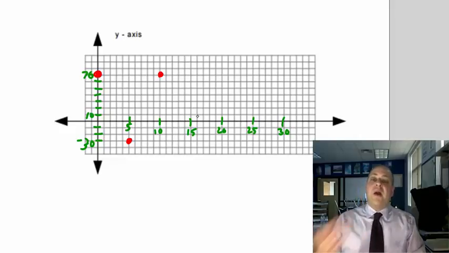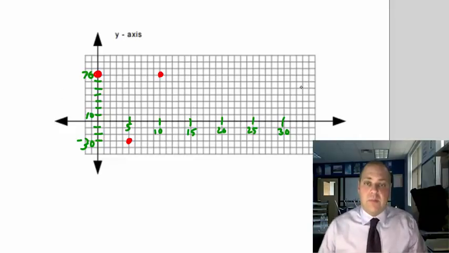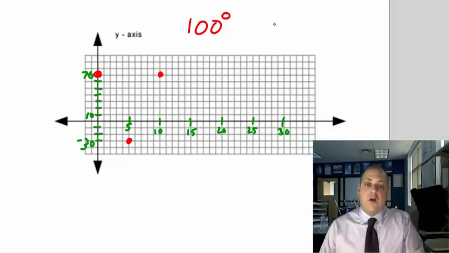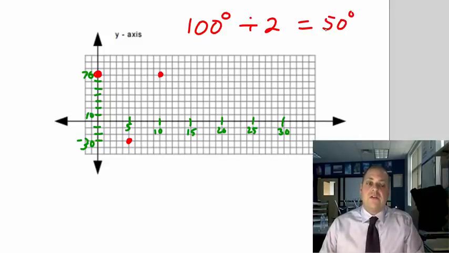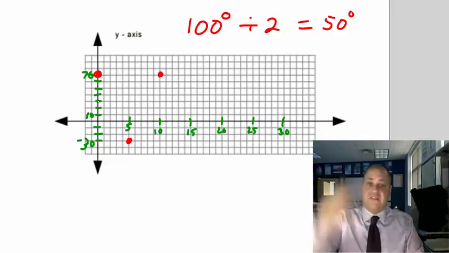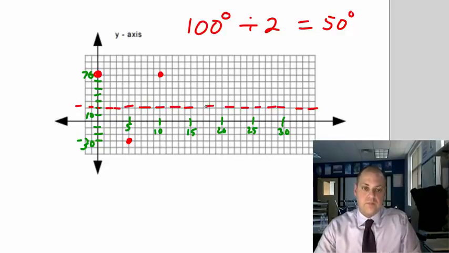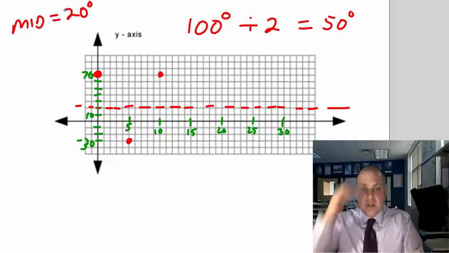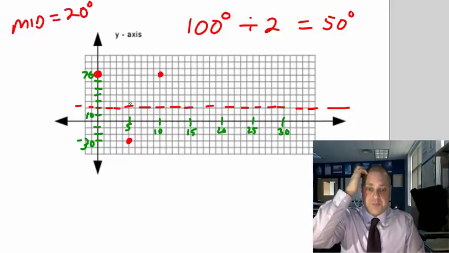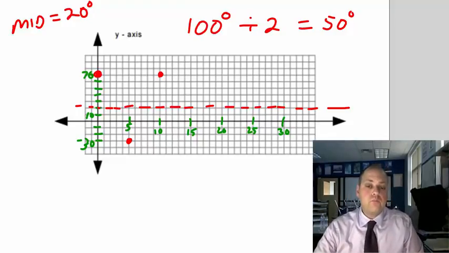Okay. Now, what's my midline? Before I continue, I want to do my midline. 70 to negative 30 is 100 degrees. 100 degrees divided by 2 is 50 degrees. That is 50 degrees from the top. 50 degrees down is going to be the midline. So that's going to be a 20. Okay, so my midline is 20 degrees. It's 50 degrees from the top and 50 from the bottom.